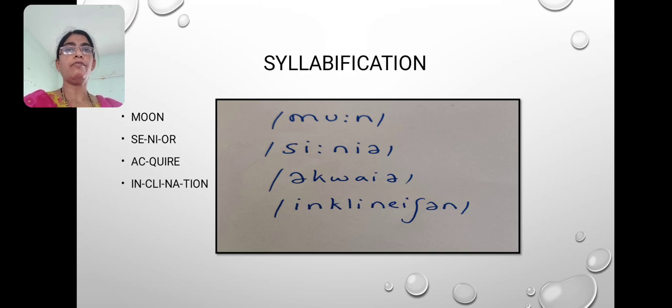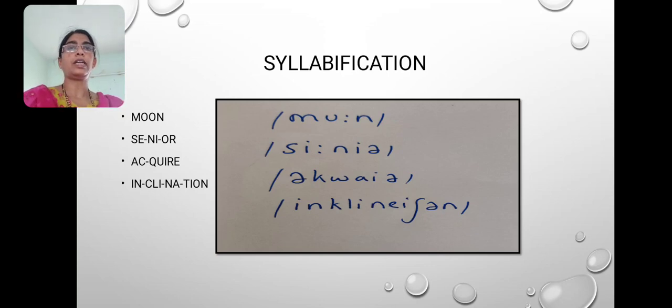It could be E-Y-E, I. So only vowel sound and it has got only one syllable. So in the same way here, moon. In the word moon, ma is a consonant, na is a consonant, and in between you find this long oo sound.